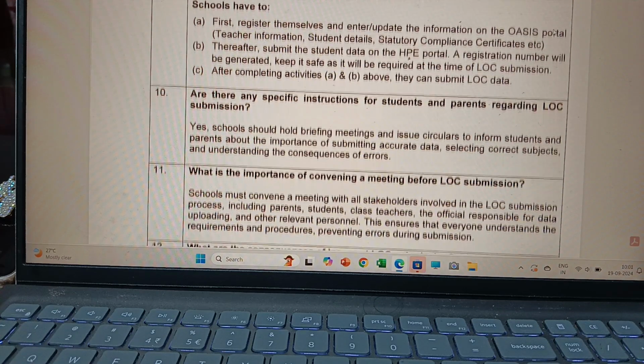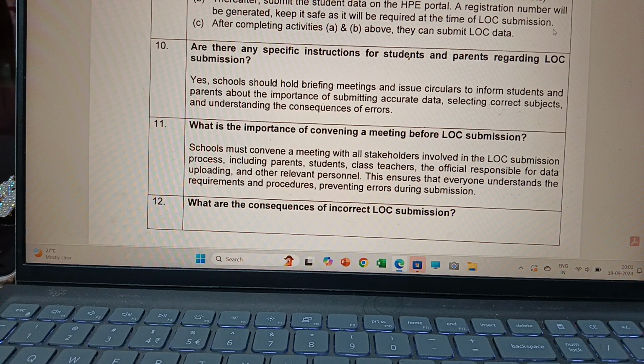Are there any specific instructions for subjects, students and parents regarding LOC submission? Yes, schools should hold briefing meetings and issue circulars to inform students and parents about the importance of submitting accurate data, selecting correct subjects, and understanding the consequences of errors.